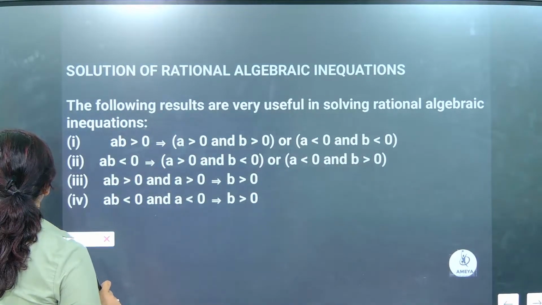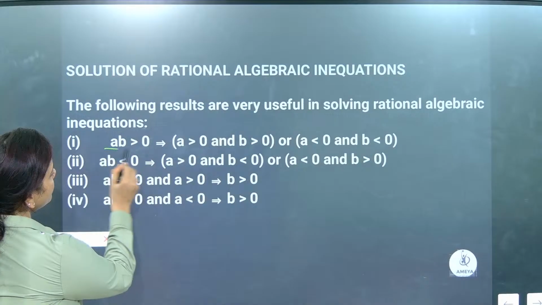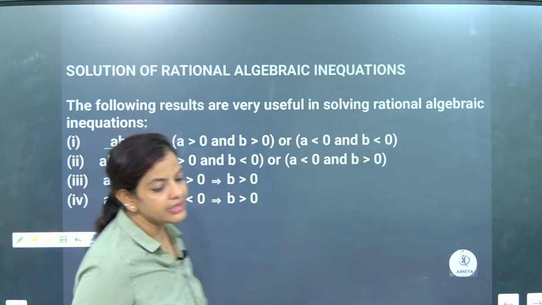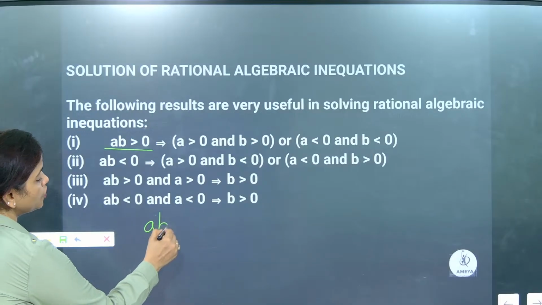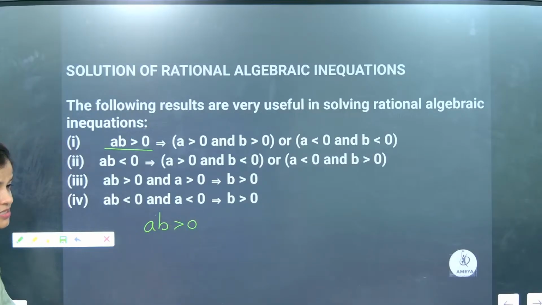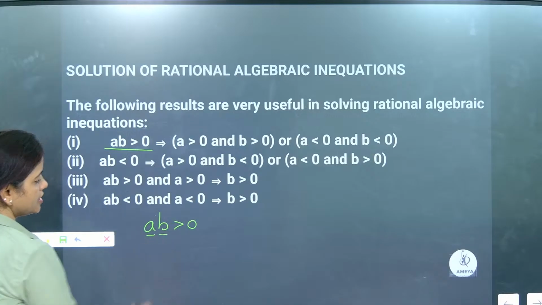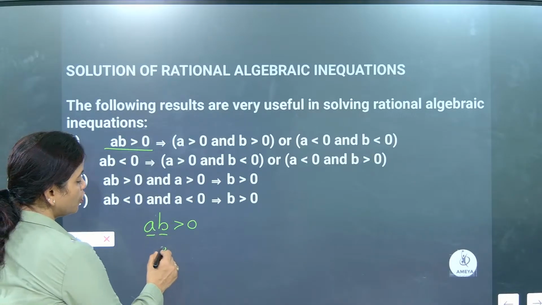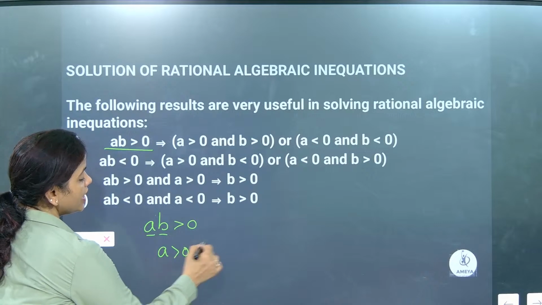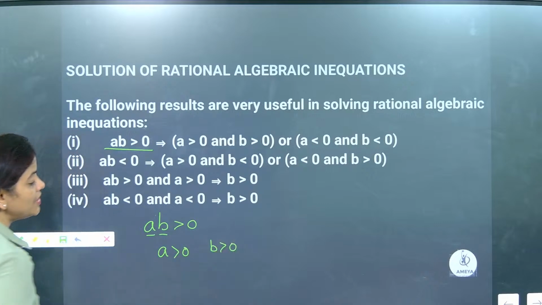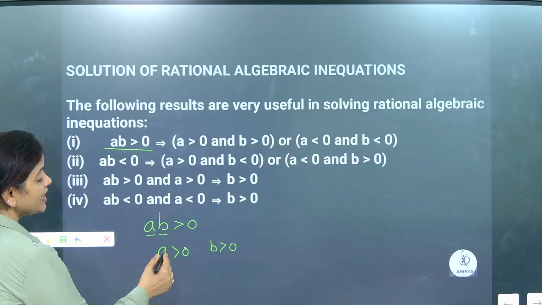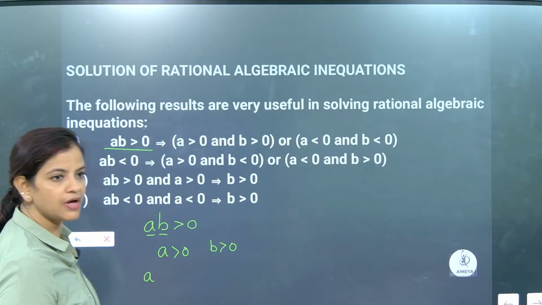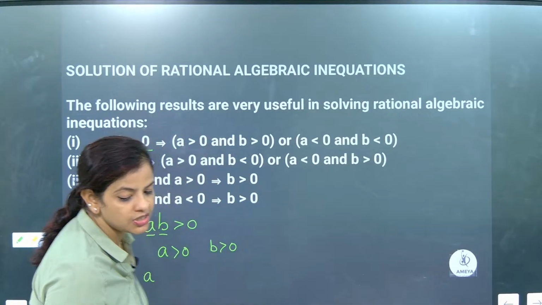Hey, chatterbox. So here whenever A into B is strictly greater than 0, it means either A will be greater than 0 and B will be greater than 0. That means both have to be greater than 0. A must be greater than 0 and B must also be greater than 0, or A must be negative and B must be negative. Understood? Means both situations are there.